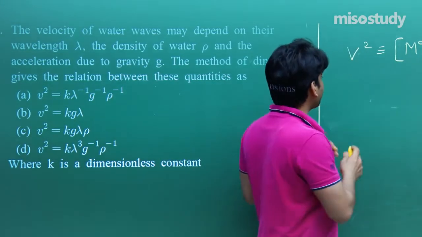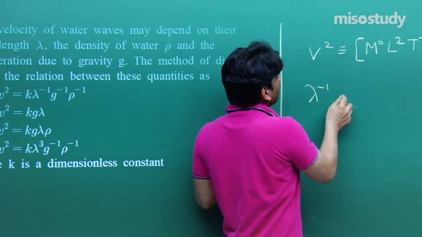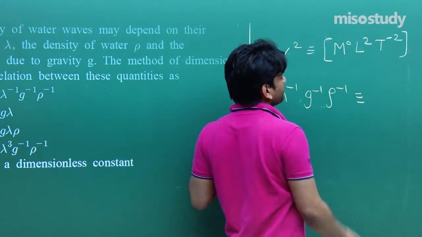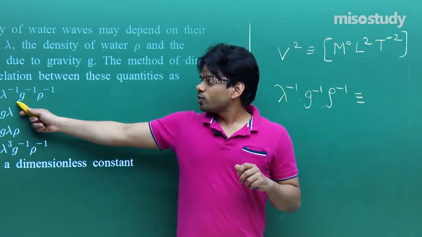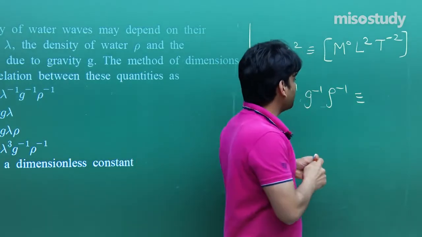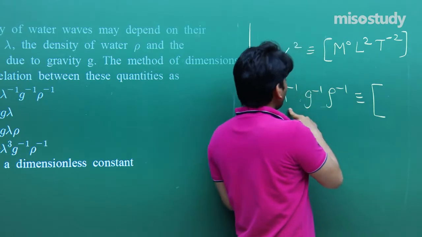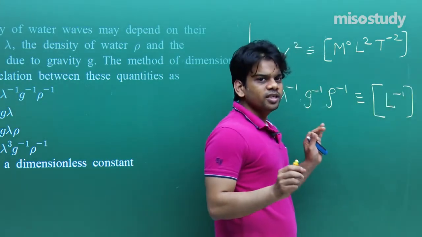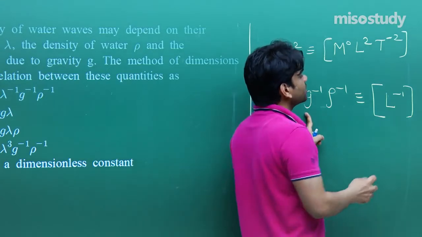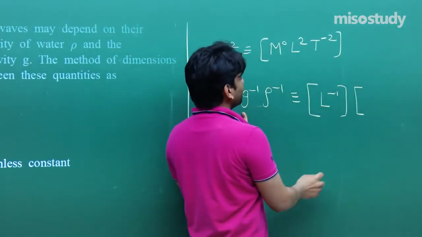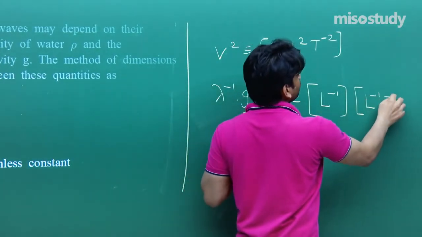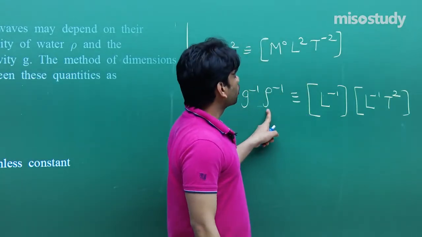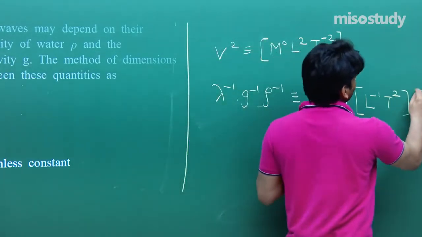I am going to write the dimensional formula for lambda power minus 1, g power minus 1, rho power minus 1. Let's keep up the dimensions. Lambda power minus 1 can be written as L power minus 1. I am only using the required variables. g is LT power minus 2 because it's an acceleration. This will become L power minus 1, T power plus 2 as the power is minus 1.